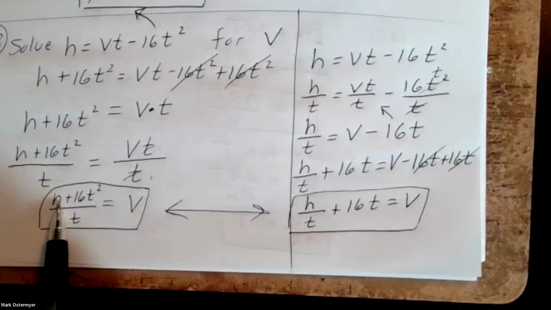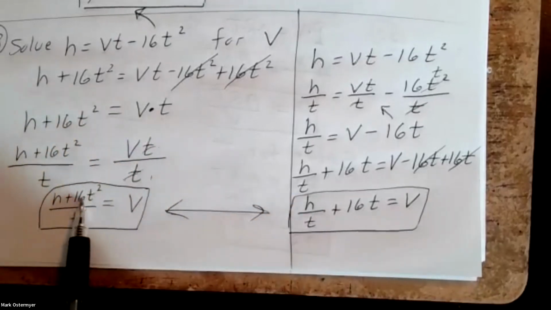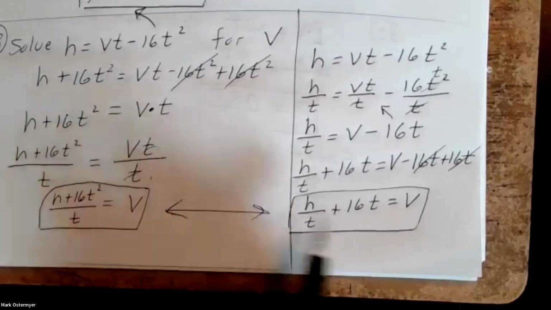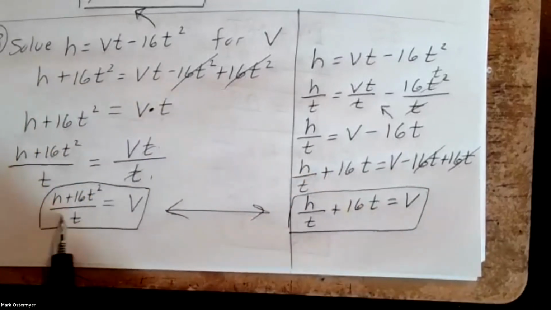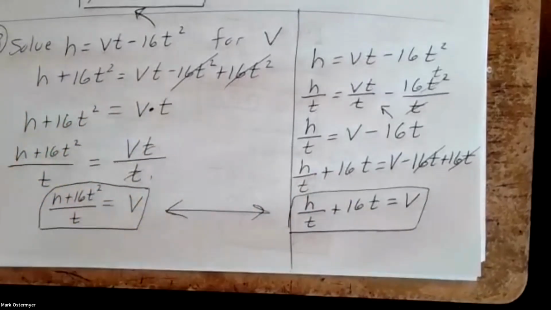You can kind of see that if you split this up, put H over T, you would have H over T. 16T squared over T reduces down to 16T. You can see how this is the same thing as this. These are equivalent to each other. Okay. Any other questions about that one, how we solve for V?